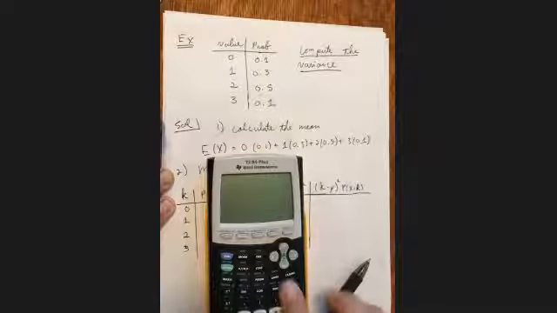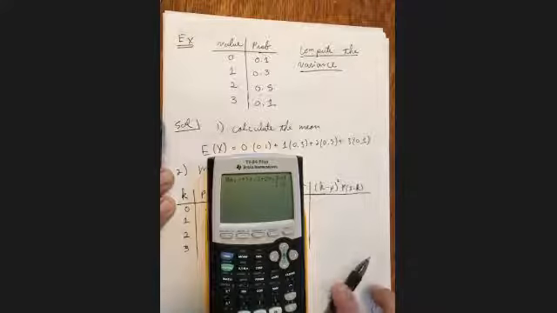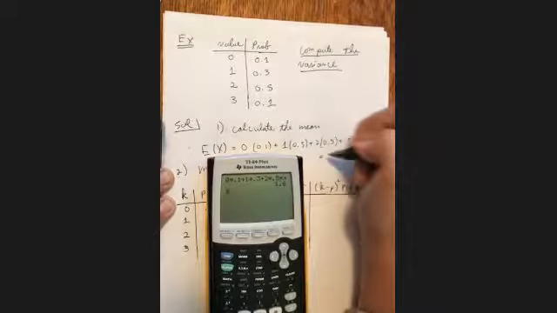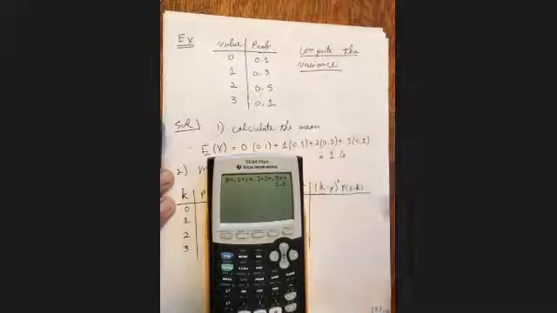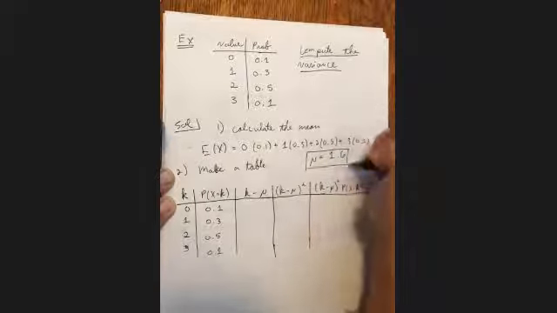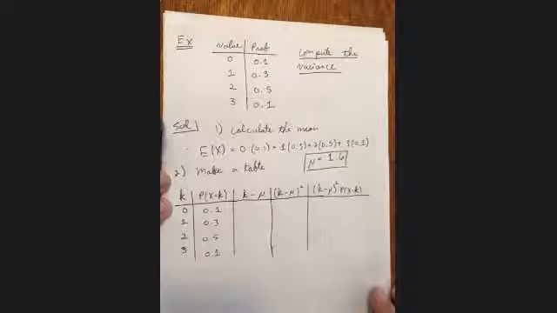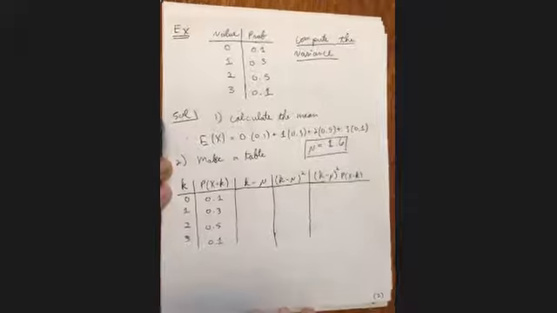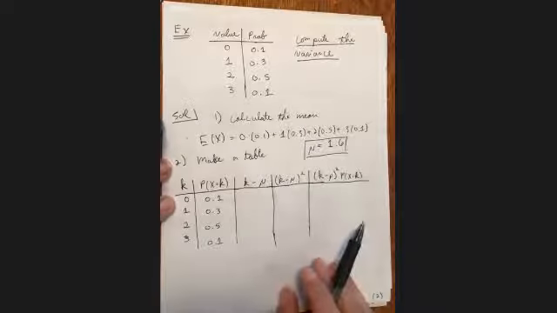Okay, so take all those values, multiply by their probabilities, and add them up. And we get an expected value of 1.6. So this is our mean. Now, once we have the mean, we can now build a table that will help us calculate the variance.